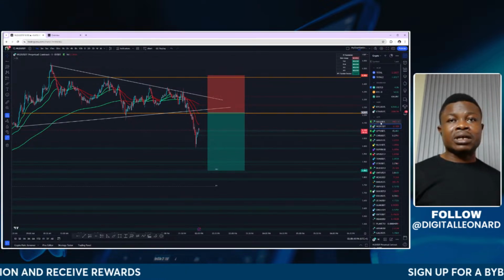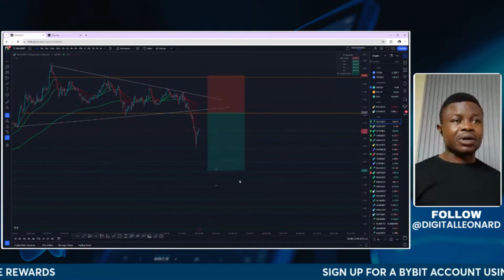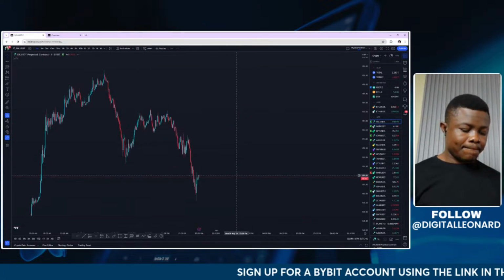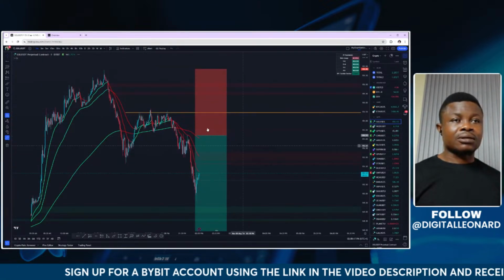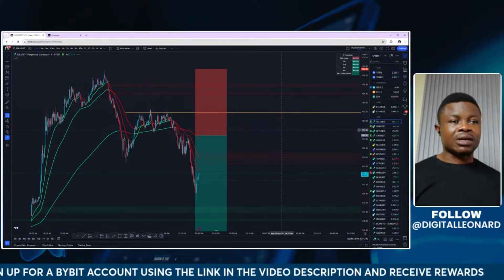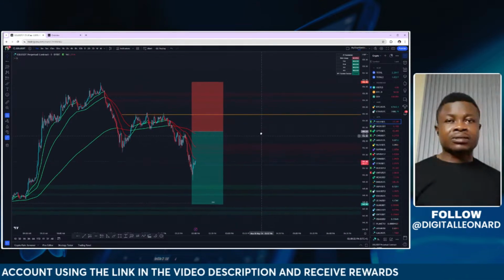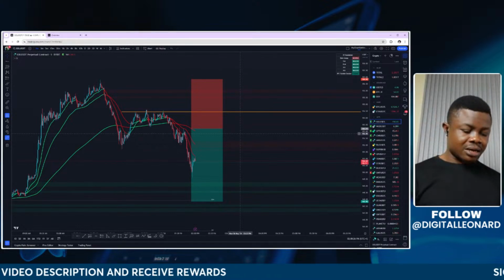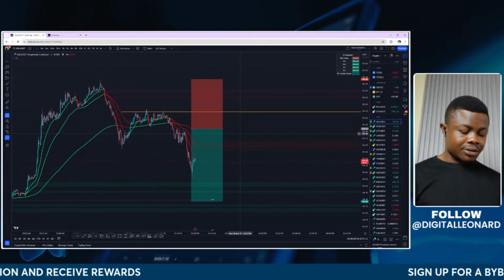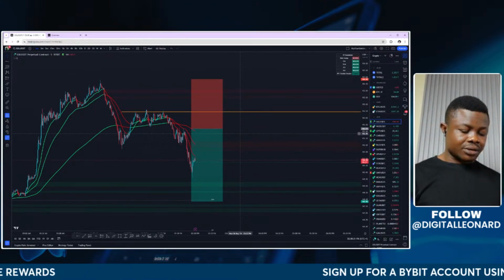So we're looking at WLD to enter a short trade, and then we're equally looking at Solana too. Yeah, Solana, I want you to come back to that area there. Maybe even at 152, we can enter a trade, guys.